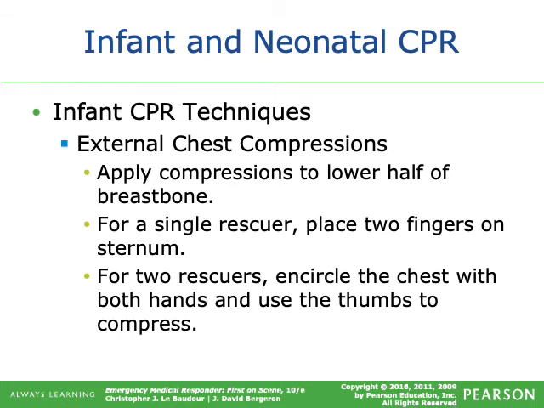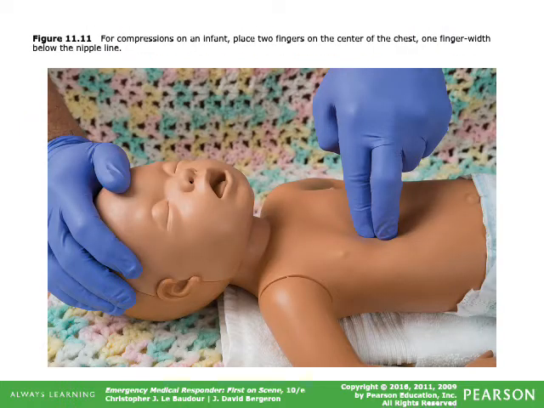External chest compressions on the infant. You're going to apply compressions to the lower half of the sternum or breastbone. For a single rescuer, place 2 fingers on the sternum. For 2 rescuers, encircle the chest with both hands and use thumbs to compress. For compressions on an infant, place 2 fingers on the center of the chest, 1 finger width below the nipple line.